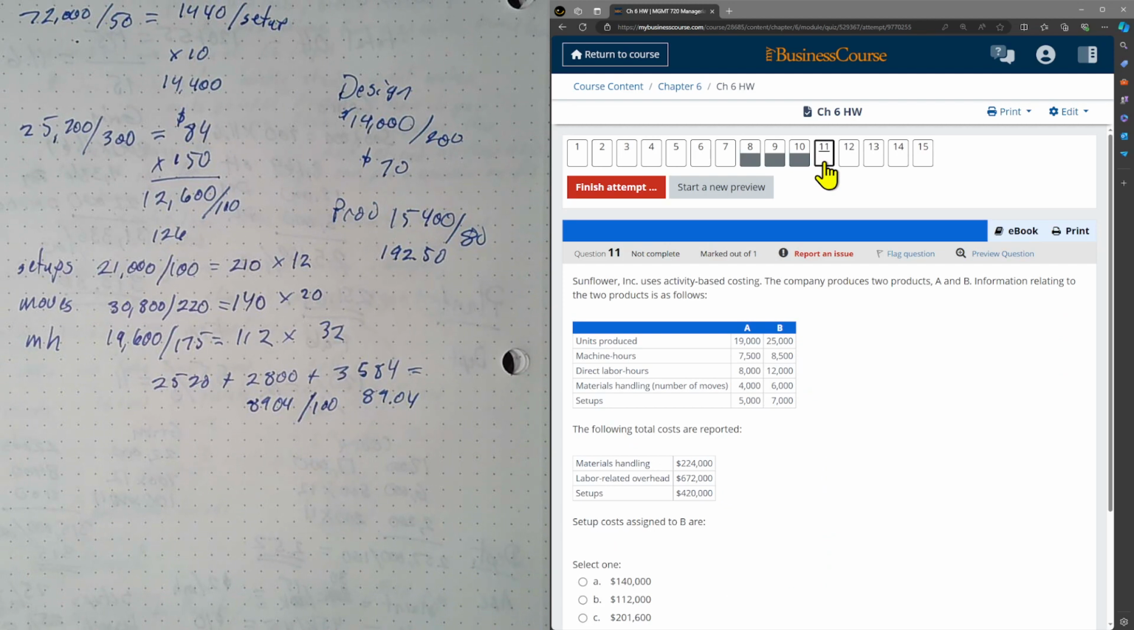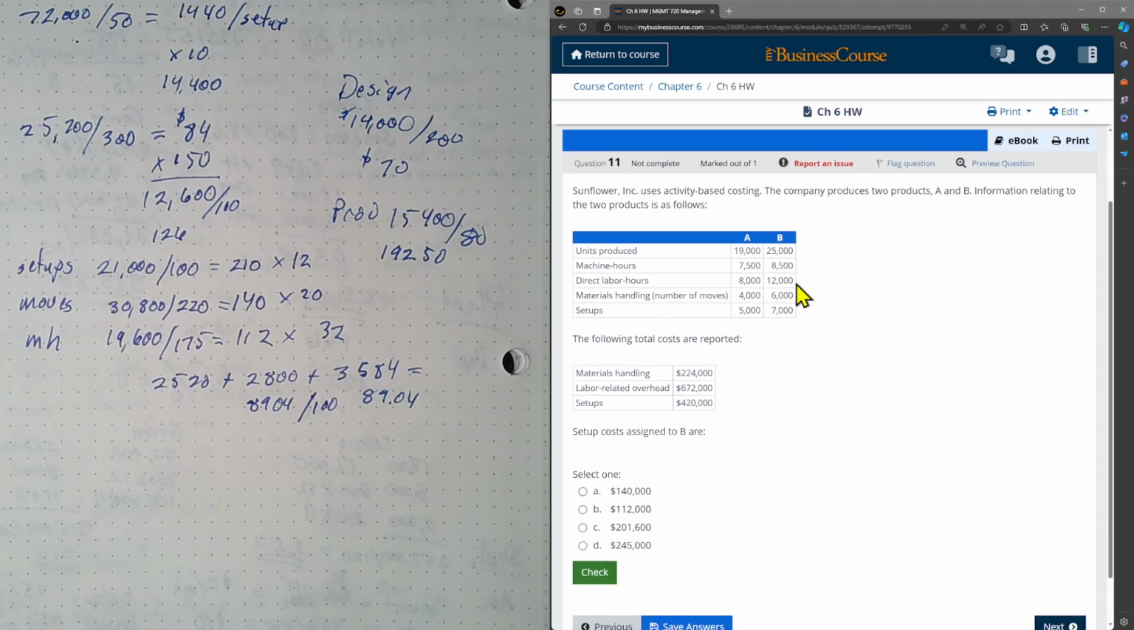Number 11 is about activity costs. The company produces 2 products, A and B. Relating to the 2 products, the following units produced and other data are given. The following total costs are reported. Setup costs assigned to B are?